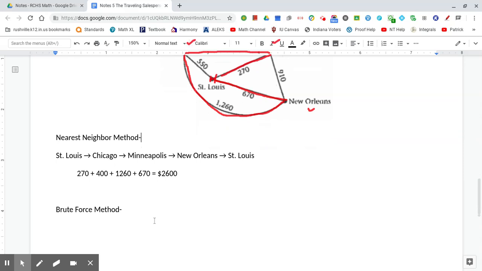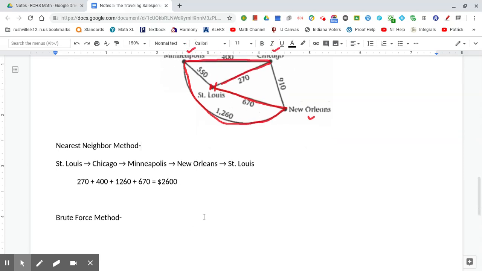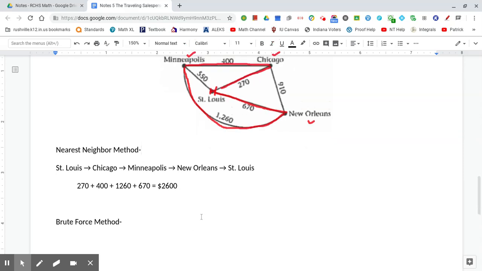So now we're going to use the brute force method, and we are going to list every possible circuit that there is. We're going to figure out what's the total weight for each of those circuits, and then we're going to just choose the one that is the lowest. All right, so here we go.